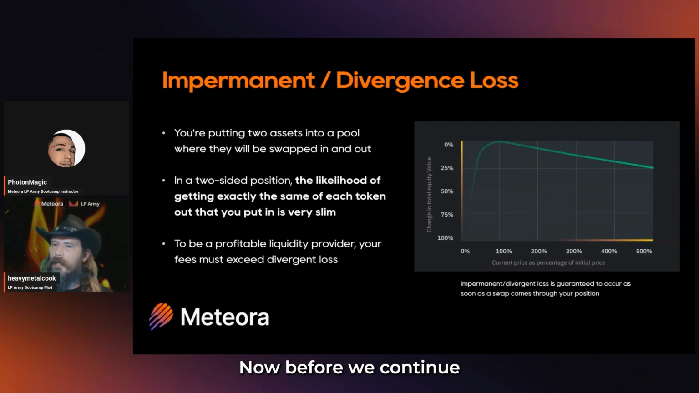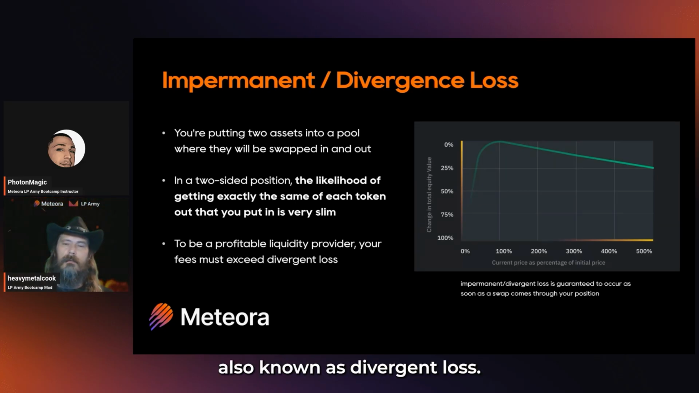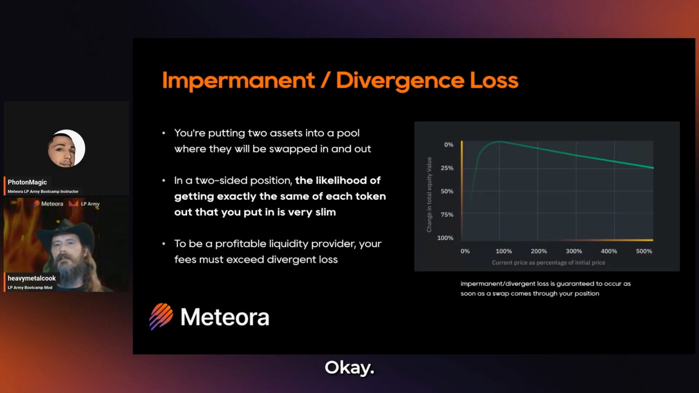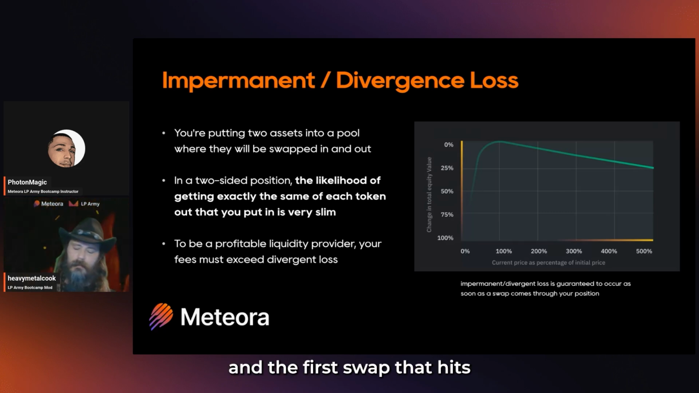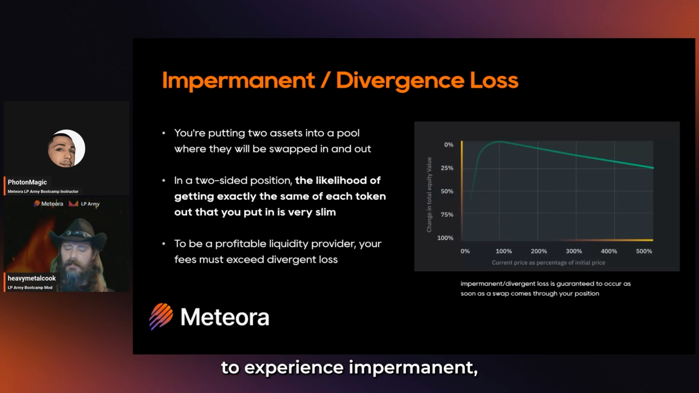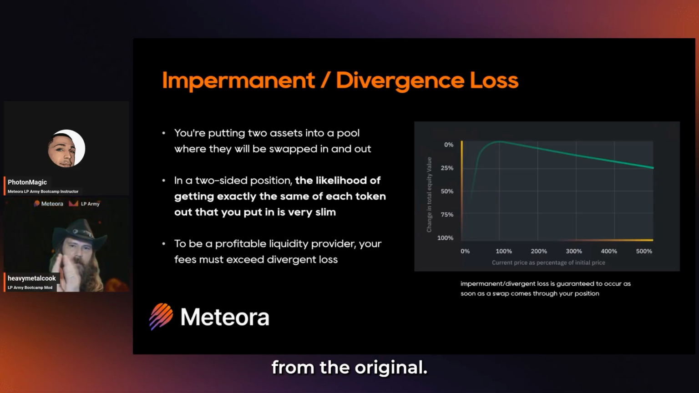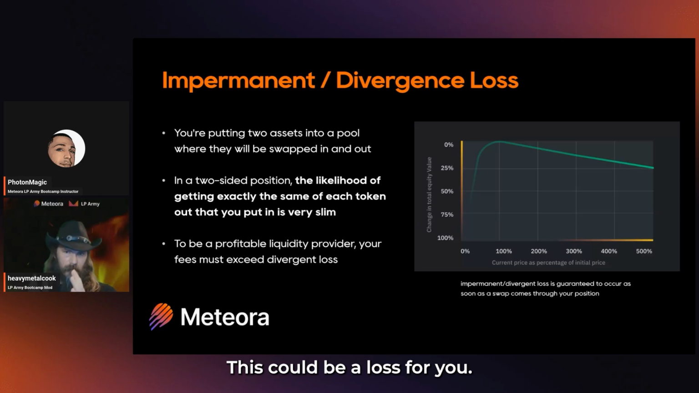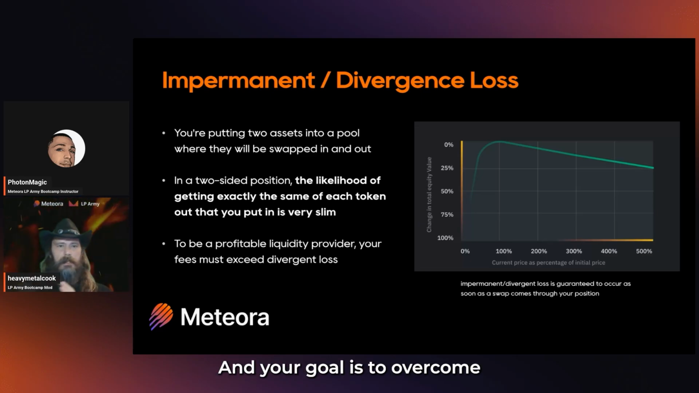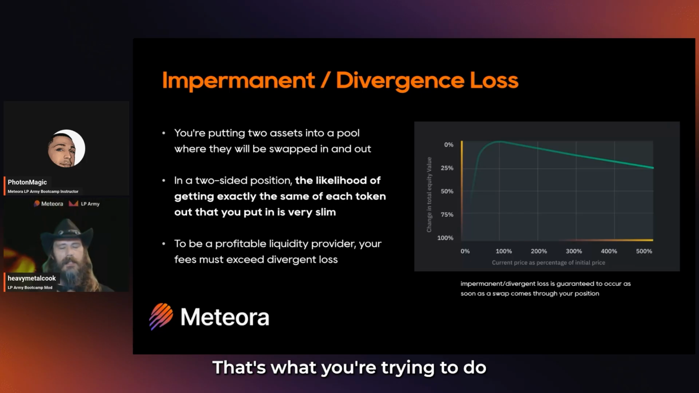Now, before we continue with more on those goals, we're going to talk about impermanent, also known as divergent loss. Okay, this is guaranteed to happen. As soon as you put liquidity into a pool and the first swap hits, you're going to experience impermanent, aka divergent loss. What it means is the price of these tokens has diverged from your entry point. It's moved. Okay, this could be a loss for you, and your goal is to overcome these losses mostly by fees. That's what you're trying to do.